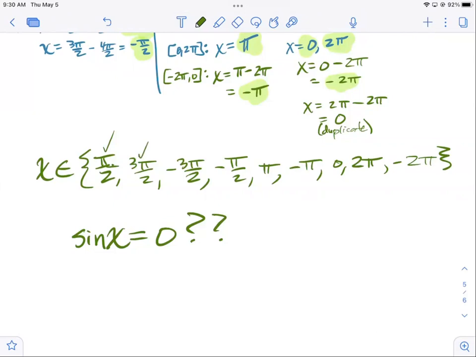Sine of -3 pi halves? That's 1. That's coterminal with pi halves. Welcome to the club. Sine of negative pi halves? Coterminal with 3 pi halves. You're in.